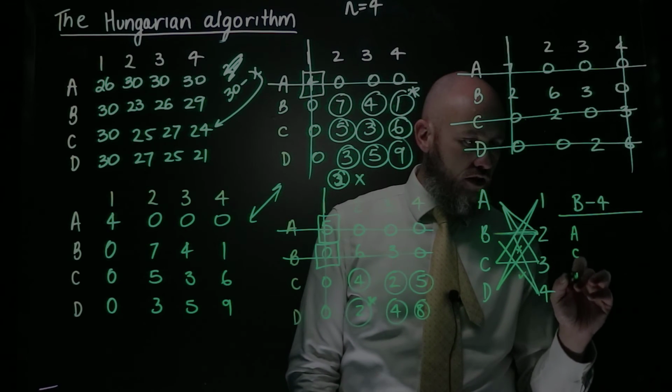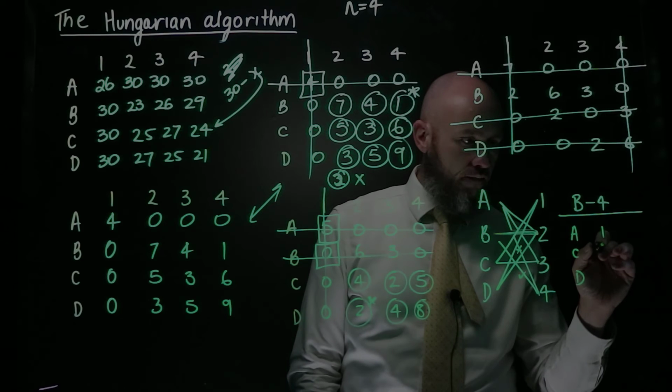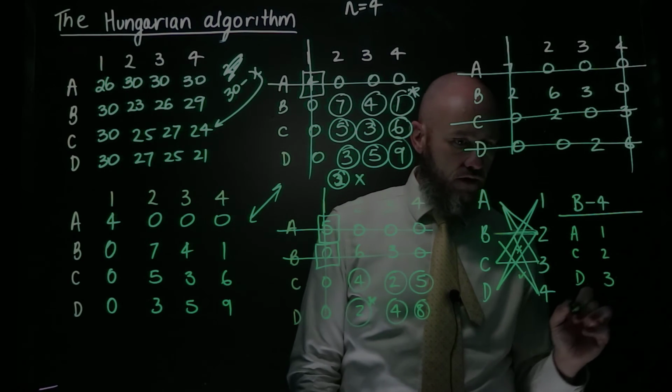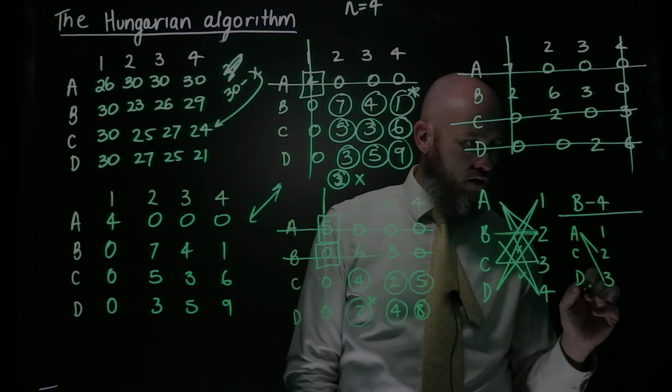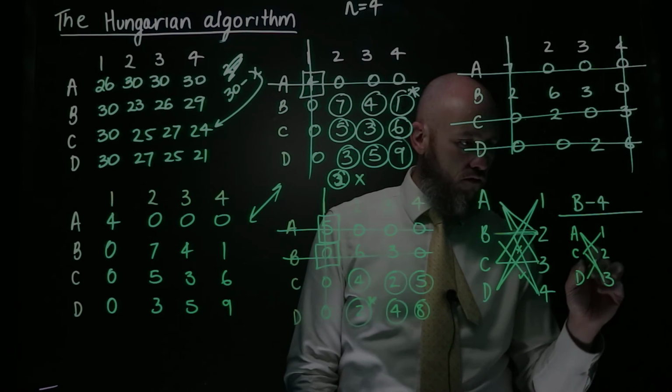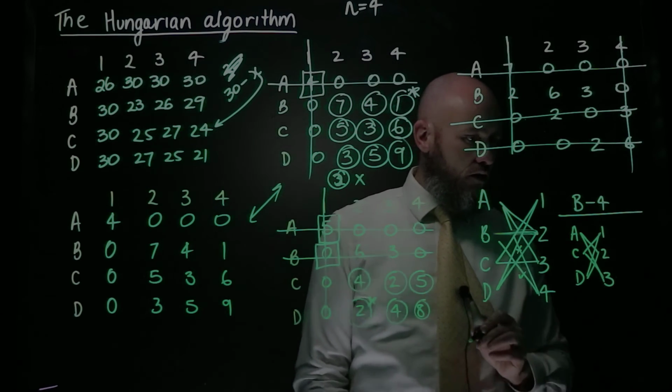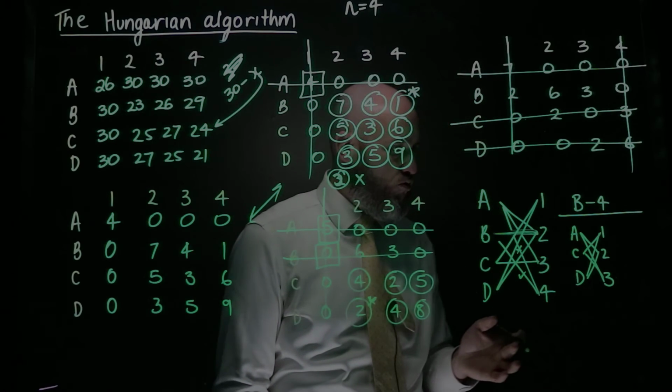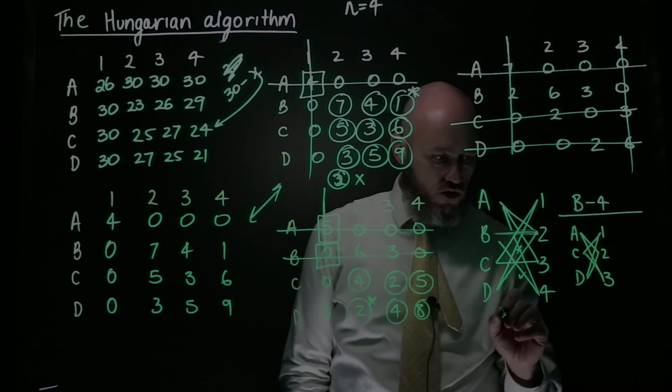I've got A, C and D left. 1, 2 and 3 left. A can be 2 or 3. C can be 1 or 3. And D could be 1 or 2. And so I'm left with that matching where there's still multiple going to each one. So I've actually got 2 solutions.